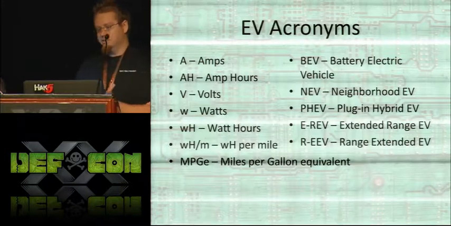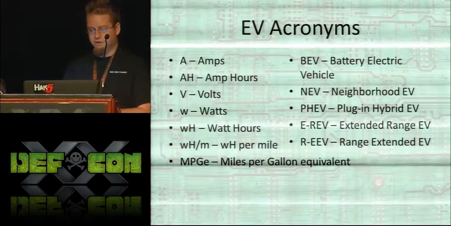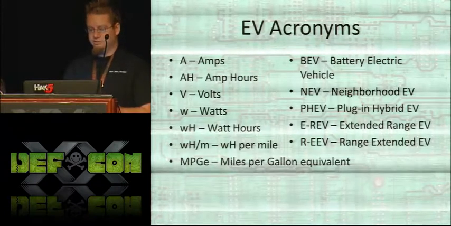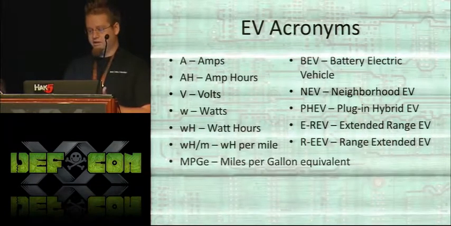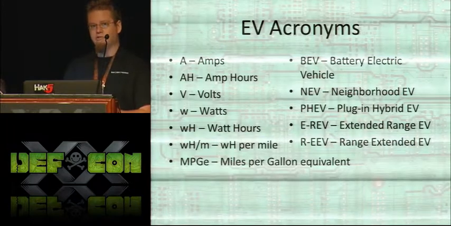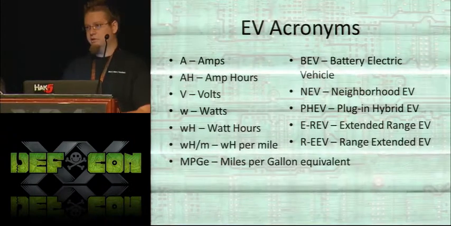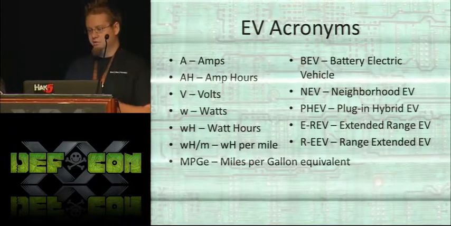So some acronyms you need to know. I'm sure you know amps, volts. Amp hours is how you measure a battery capacity. Watts and watt hours is how much power you're getting out of that battery. Your watt hours per mile is how much power you need to go somewhere. Miles per gallon equivalent, and that's how you can compare it to a gas car.